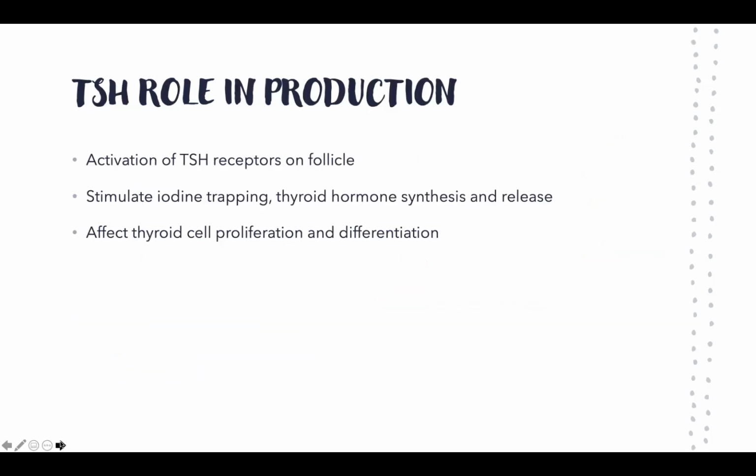So where does TSH play a role in all of this? TSH can activate these receptors on these follicles, and they can stimulate this iodine trapping, encouraging this process to speed up. They can also encourage thyroid hormone synthesis and release, and also affect the thyroid cells' proliferation and differentiation as well.